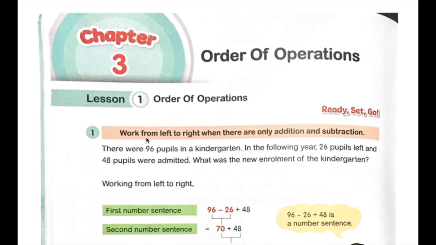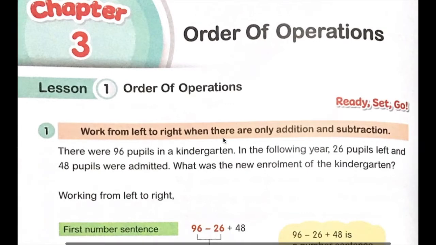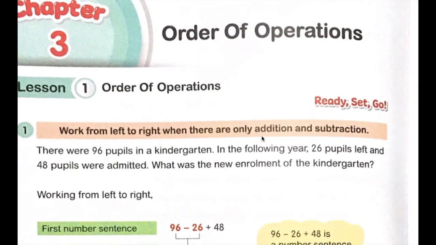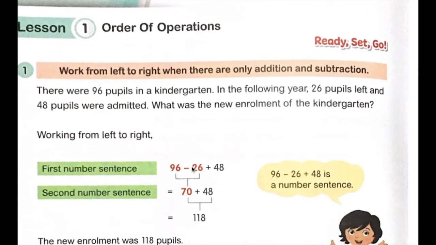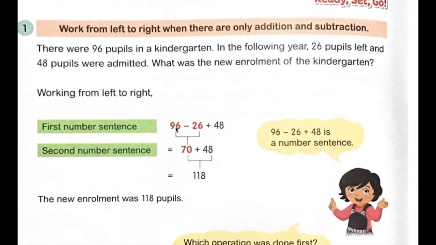First, you have to work from left to right when there are only addition and subtraction. So if it's only addition and subtraction, work from left to right. Kerjakan dari kiri ke kanan. For example, this one. 96 minus 26 plus 48. Can I do this first, miss? No. Just do it from left to right, yeah? So you do this first. 96 minus 26 will be 70. And then you add it with 48, and it will be 118.